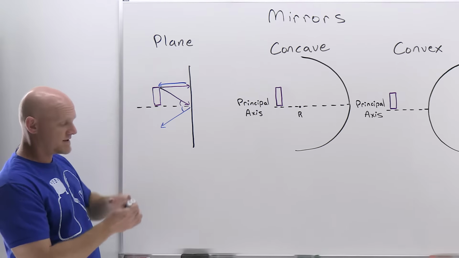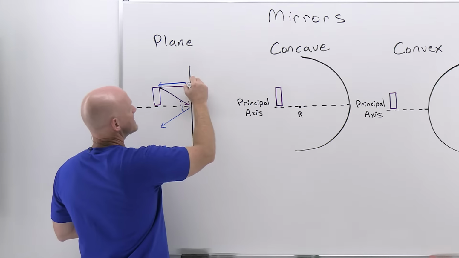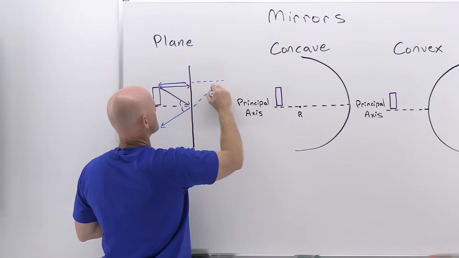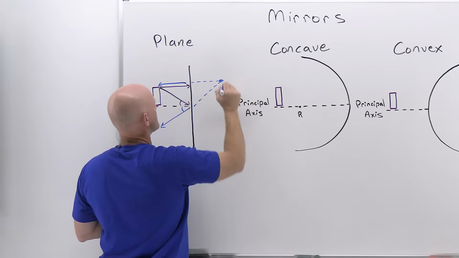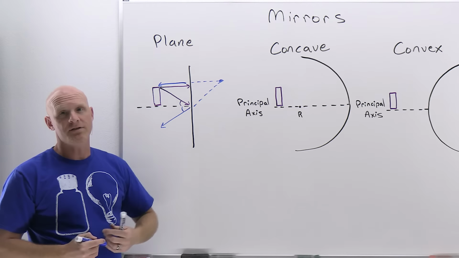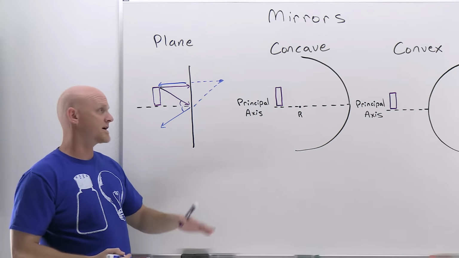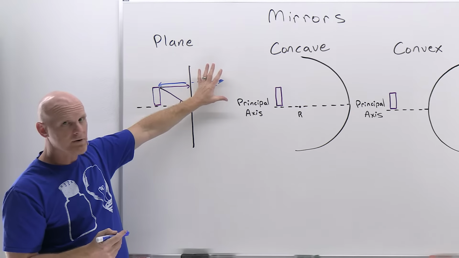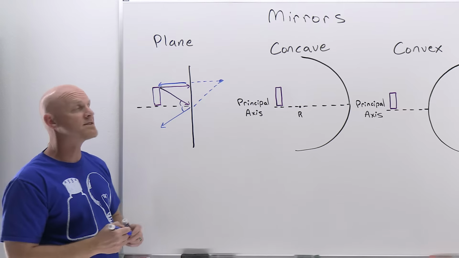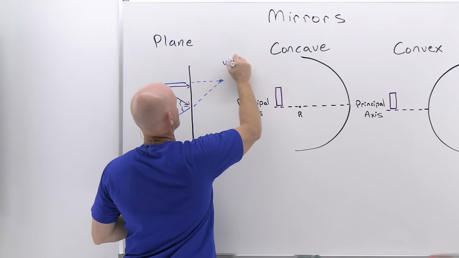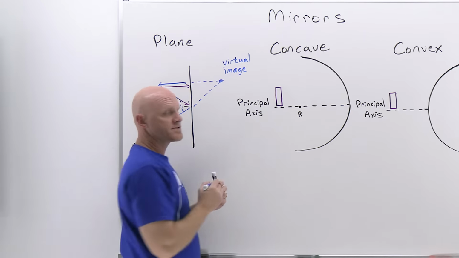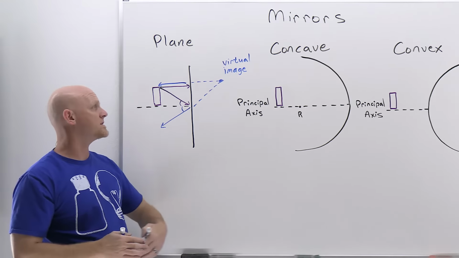So these light rays don't really intersect, but they do appear as if they had come from a common point back here behind the mirror. Right back here. That point right there is the image, and in this case, the light rays aren't really intersecting. In fact, there's no light rays behind the mirror at all. The reflective surface is all over here, but it appears as if they came from that point, and so that's a virtual image. Again, for a plane mirror the image is always virtual.